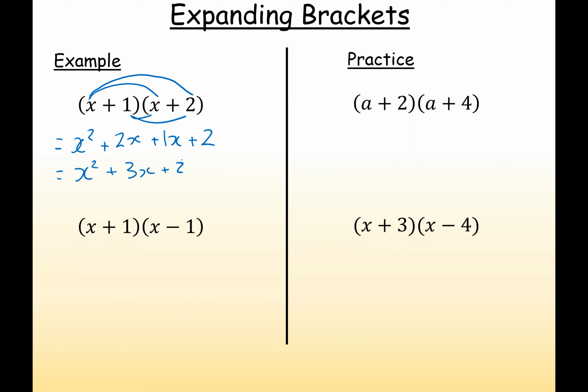Second example is going to work the same way, only we have a negative. So we've just got to be careful, make sure we remember that. So x times x gives us x squared. x times -1 gives us negative x or negative 1x. 1 times x gives us plus x or plus 1x. And 1 times -1 is -1. Altogether then we've got x squared. x take away x is 0, so it's x squared minus 1. The difference of 2 squares.